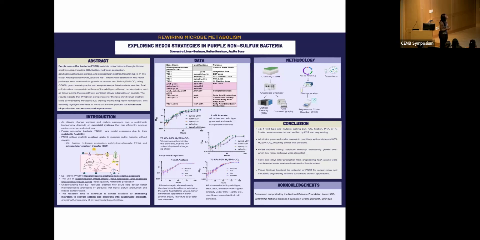Here is the table of strains that we've used, and on the side are their purposes. Our wild type is the control. And then we have our other modifications here. We have our Pio, which is for EET loss. We have our Fosi, which inhibits PHA loss.